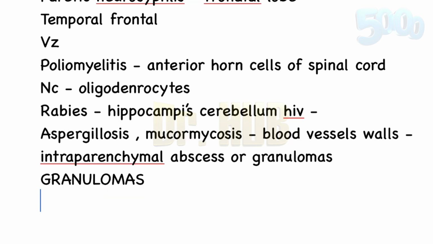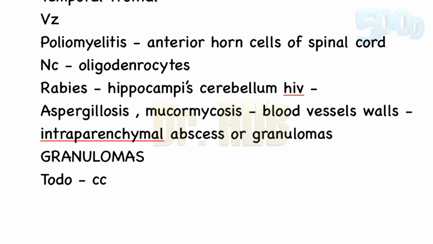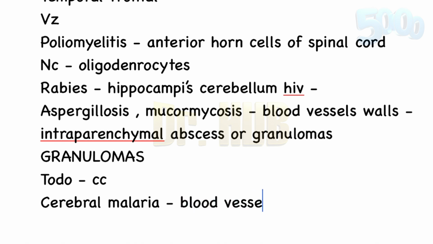Then toxoplasmosis, it involves the cerebral cortex. It involves the corticomedullary junction, that is near the grey matter white matter junction. Then there is cerebral malaria. Cerebral malaria involves the blood vessels of the brain.